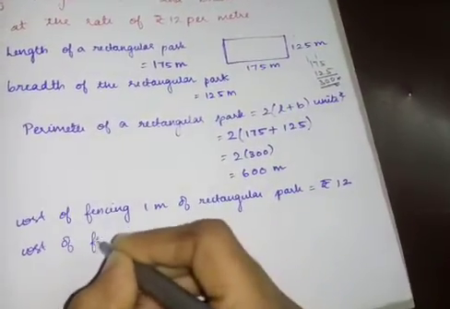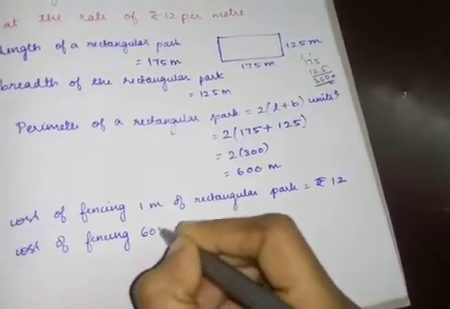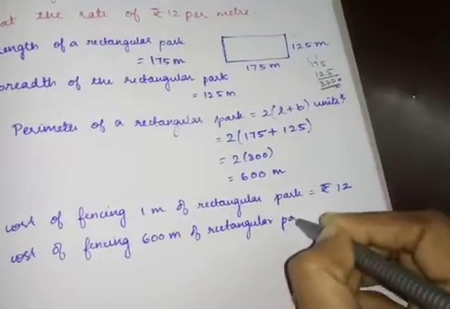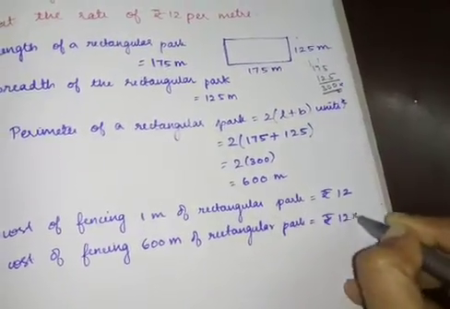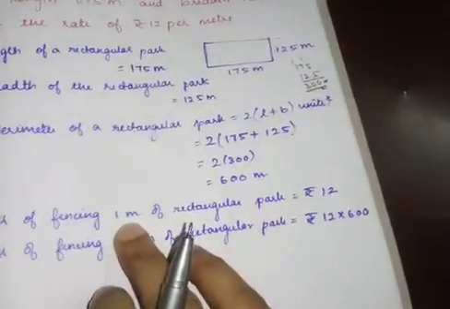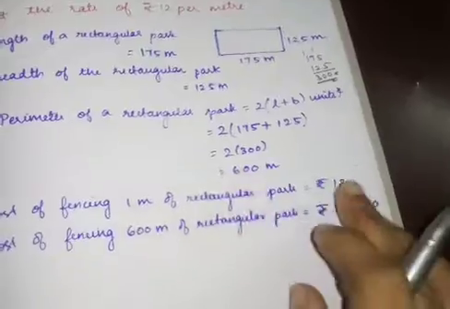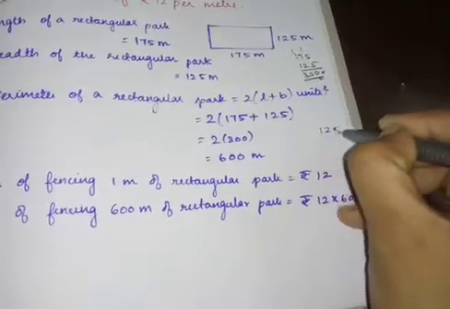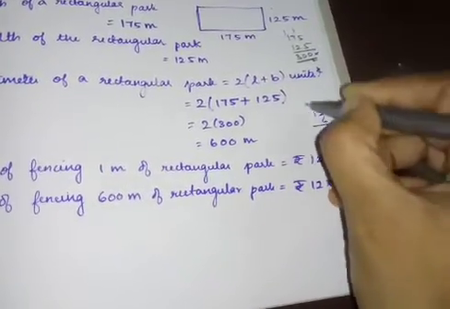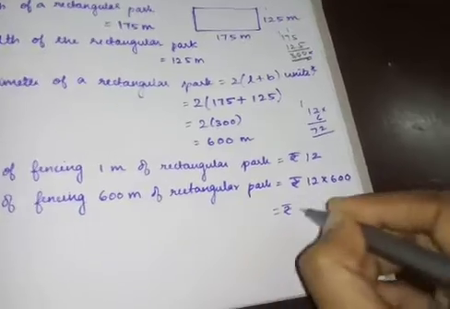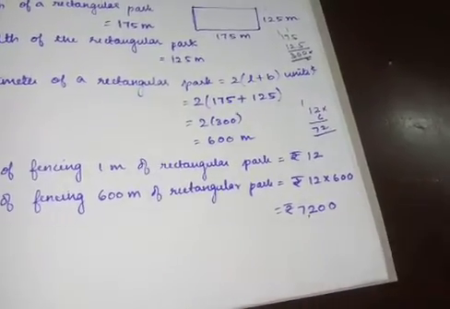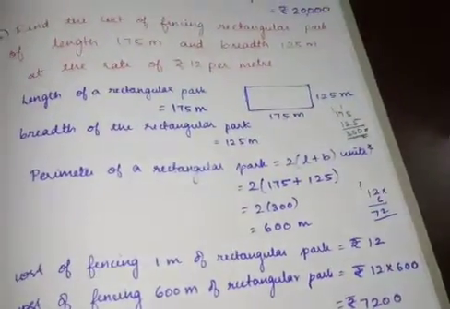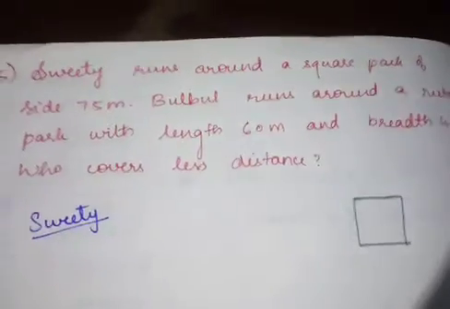So the cost of fencing 600 meter of rectangular park is how much? Rupees 12 into 600, correct? For 1 meter, how many rupees are taken? 12 rupees is taken. For 600 meter, 12 into 600. So 12 into 600 is 72, so rupees 7200. So 7,200 rupees is needed for fencing this rectangular park. Okay. Next is your 15th question, children.